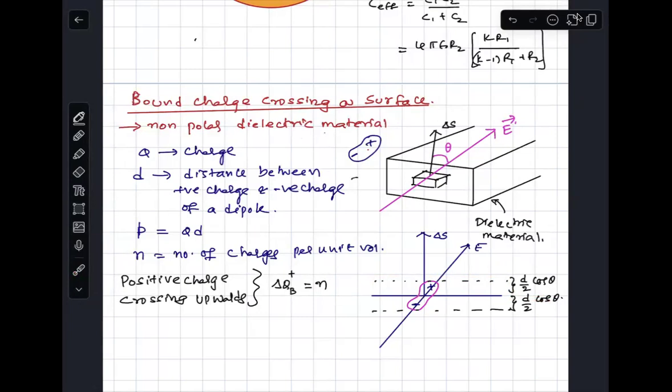Volume, n into A into, A is a small area, delta S into d by 2 cos theta into Q. Agreed? Boys and girls, agreed. The first part represents total charge because N represents charge per unit volume. This is the volume term. Into N gives charge into Q.